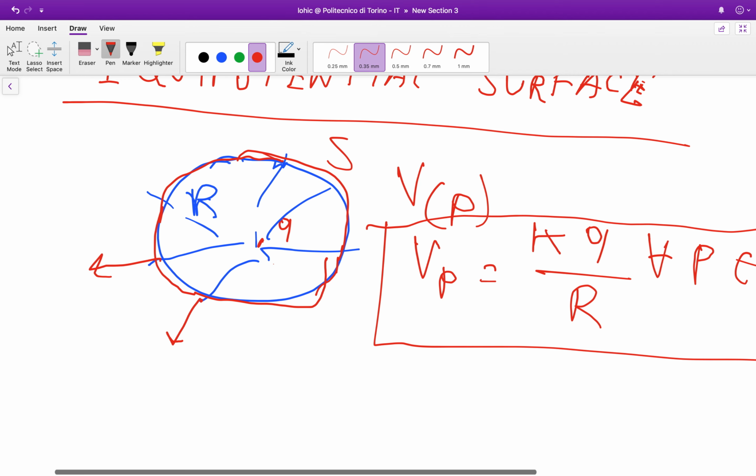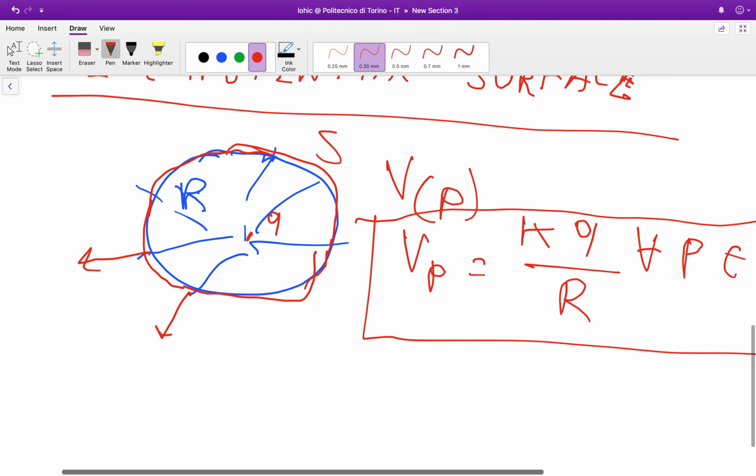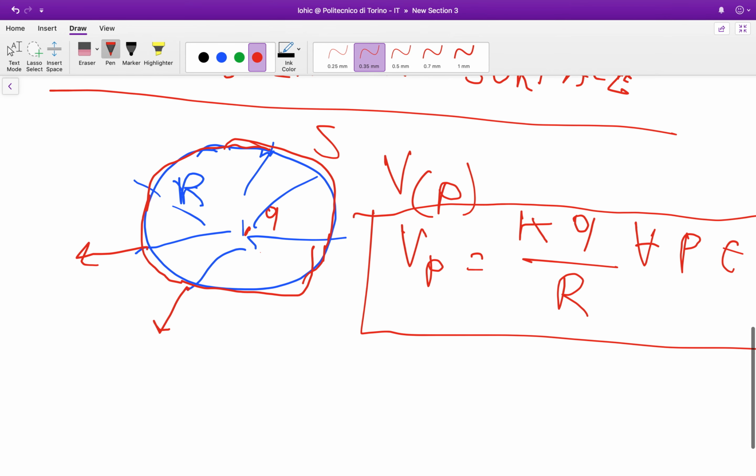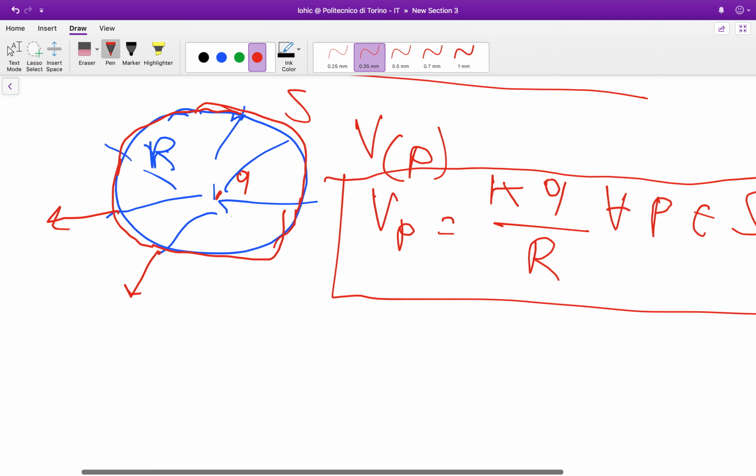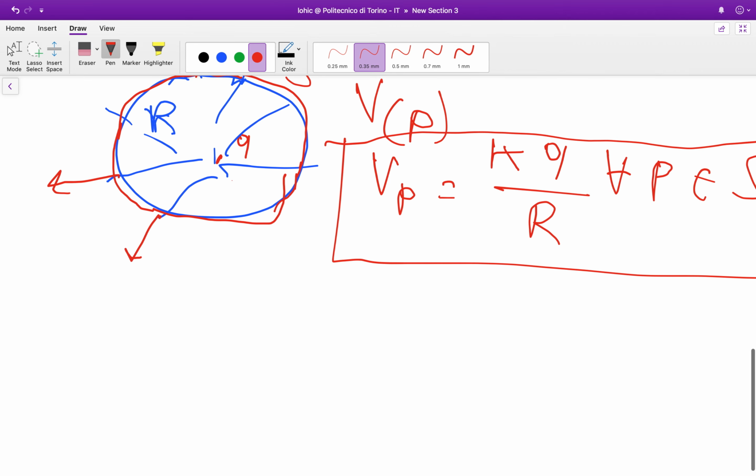They will have the same magnitude but not the same direction. Is that clear? So all the points on this surface have the same potential. So what do we call an equipotential surface? Equipotential surfaces are surfaces where all the points have the same value of the potential. Okay, so this surface here is an equipotential surface.